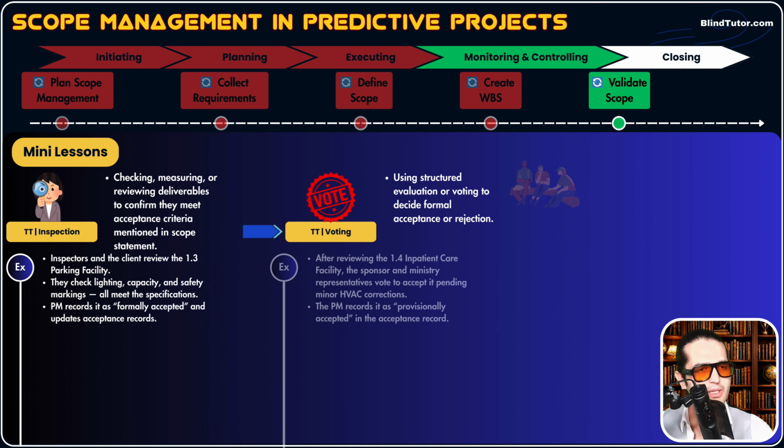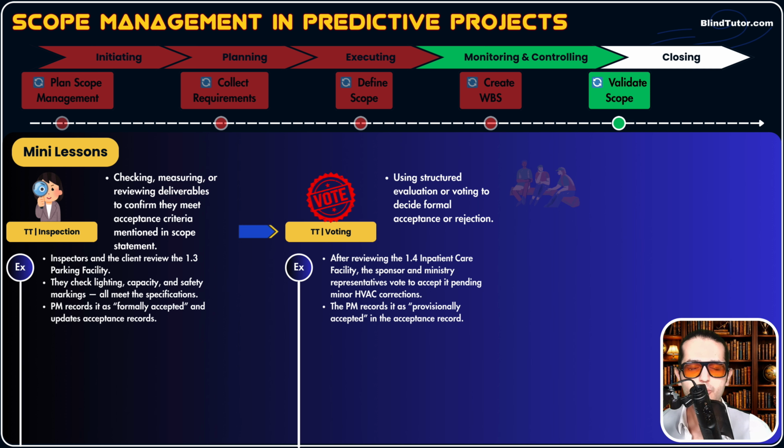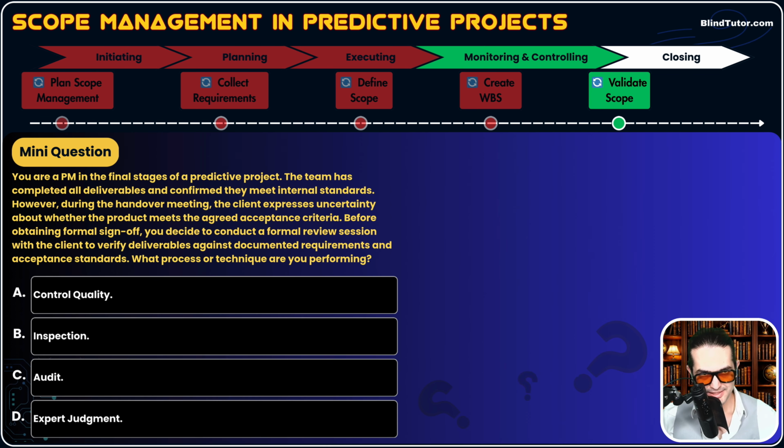Now, let's have a question to clear things up and see what type of question you may get on your final test from these inputs and tools and techniques that we have learned about validate scope so far. Let's get it done. Let's get into the mini question.